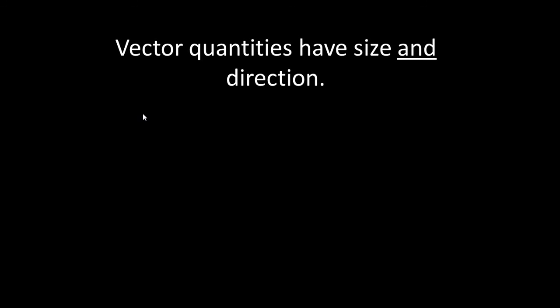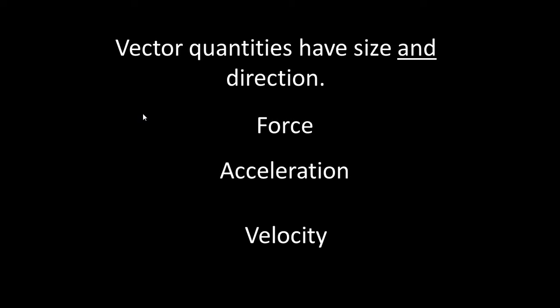So just to recap on vectors, vectors have size and direction. Let's look at a few examples. Force. We've given the example of weight, which is the force of attraction between masses, the gravitational force of attraction. Has size and direction, so it's a vector quantity. Acceleration is another vector quantity. And we've looked in this video at velocity. Velocity has size and direction, it's a vector quantity.